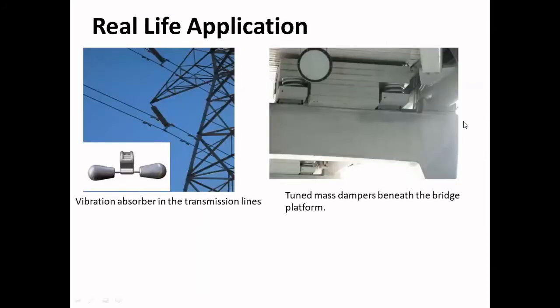I'll give you a real life example. You can see here an overhead bridge where an additional spring mass system is fitted in order to reduce the vibration in the main overhead bridge. Similarly, in power transmission lines, additional spring mass systems you might have seen hanging on the wires. The purpose of these additional mass systems is that they reduce the vibration of the wires because of high velocity winds flowing around.